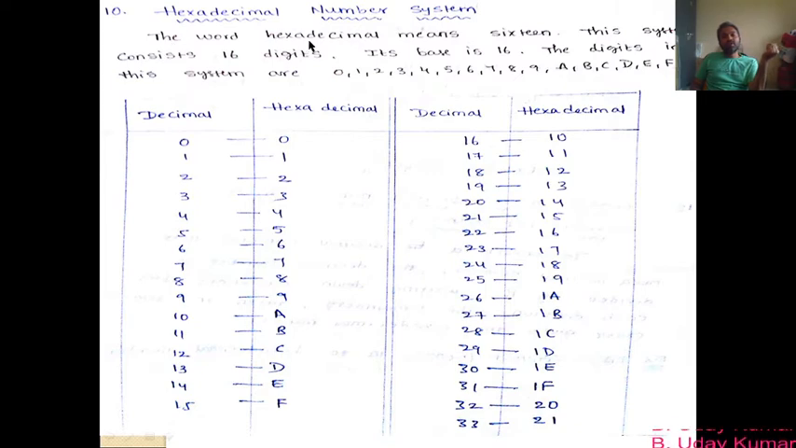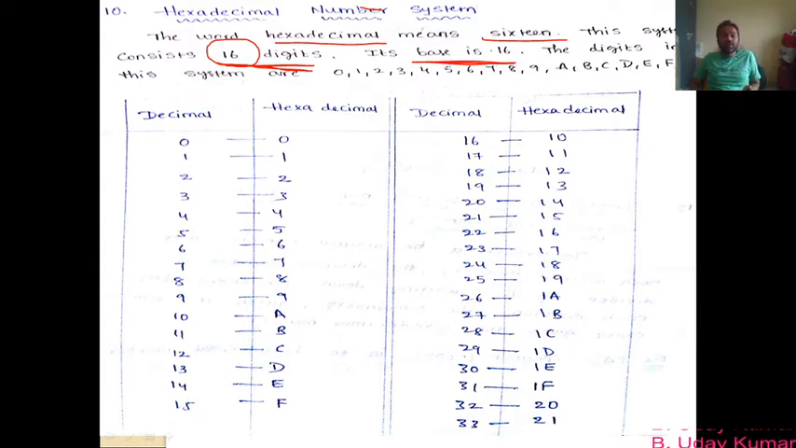So the word hexadecimal means 16. It means that this system consists of 16 basic digits, basic symbols. That is what you have to understand here. Since this hexadecimal number system consists of 16 basic digits, we say that its base is 16.